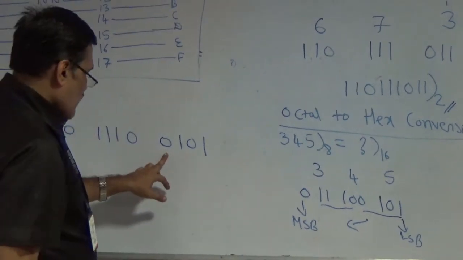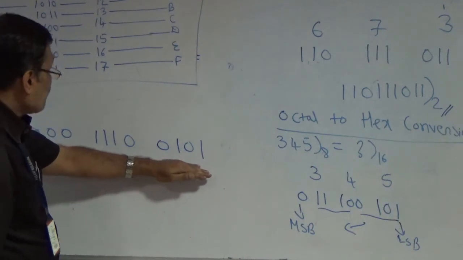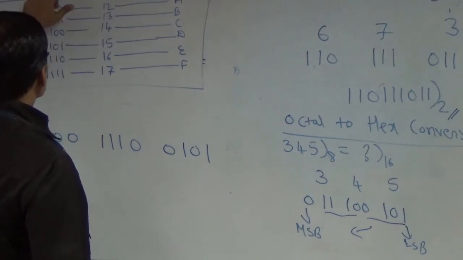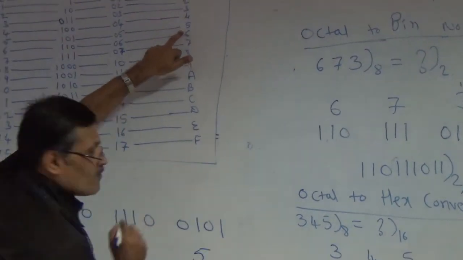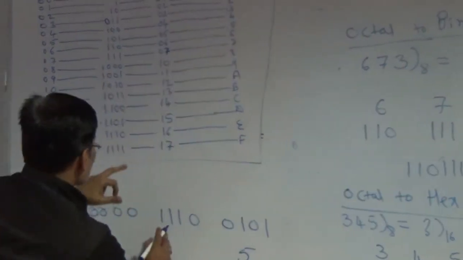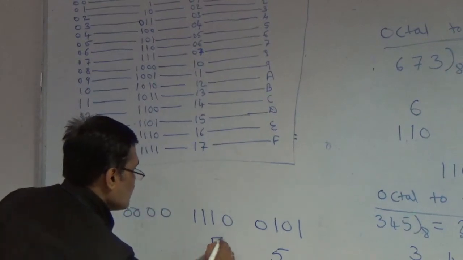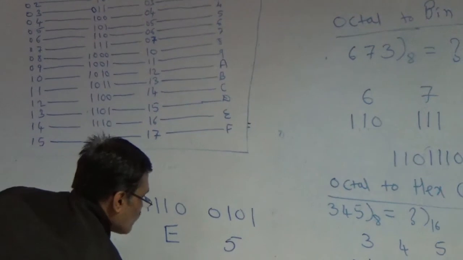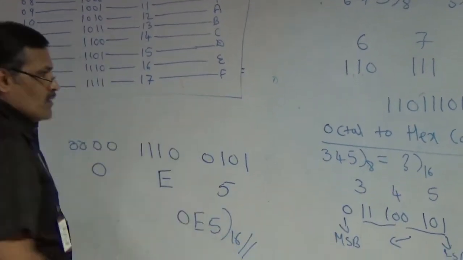Now replace each of these 4-bit groups with its equivalent hex symbol. 0101 is nothing but 5 only. Next is 1110, which is nothing but E, and 0 is 0 itself. So overall 0E5 is an equivalent hex number.